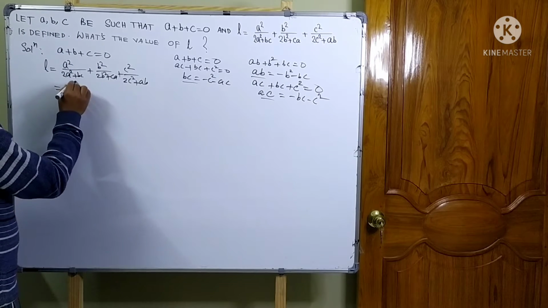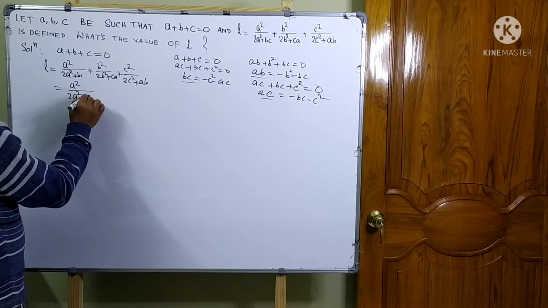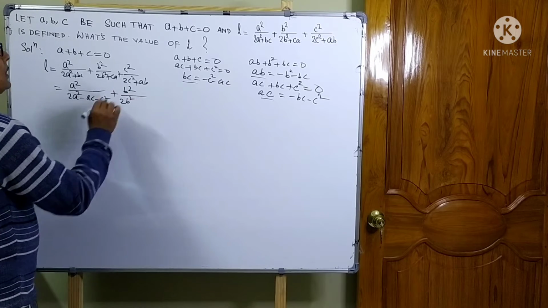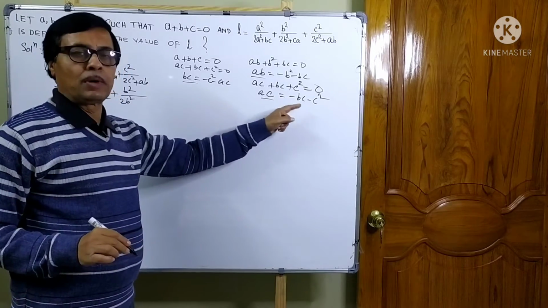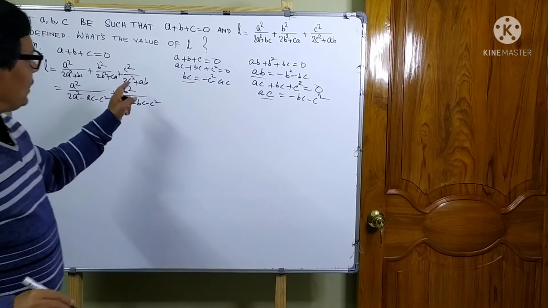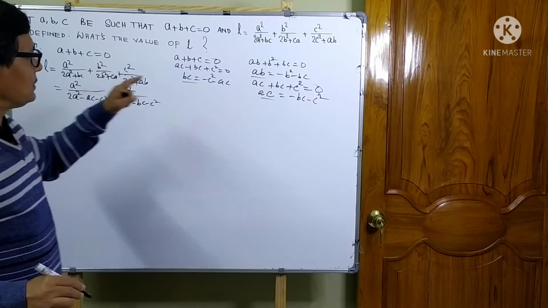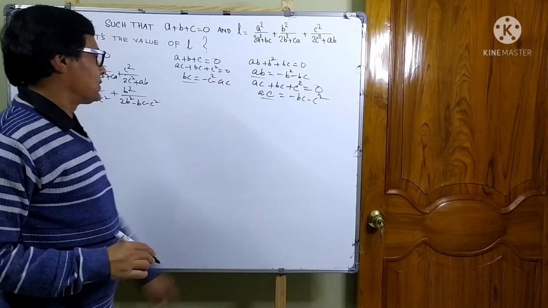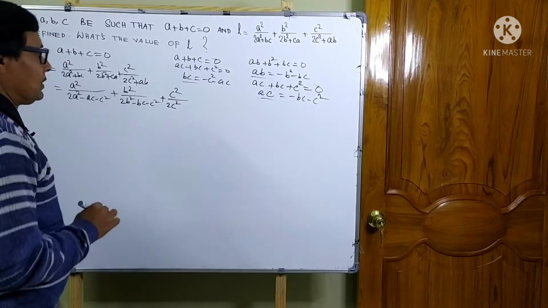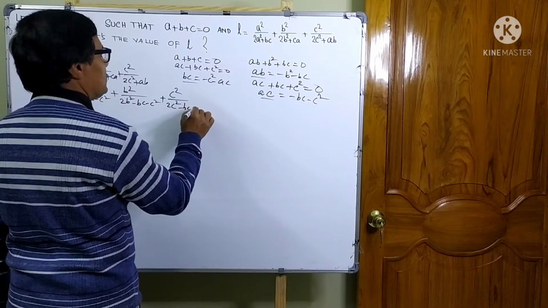So we get a² over (2a² minus ac minus c²) plus b² over (2b² plus ac, where ac is minus bc minus c², so 2b² minus bc minus c²) plus c² over (2c² plus ab, where ab is minus b² minus bc, so 2c² minus b² minus bc).